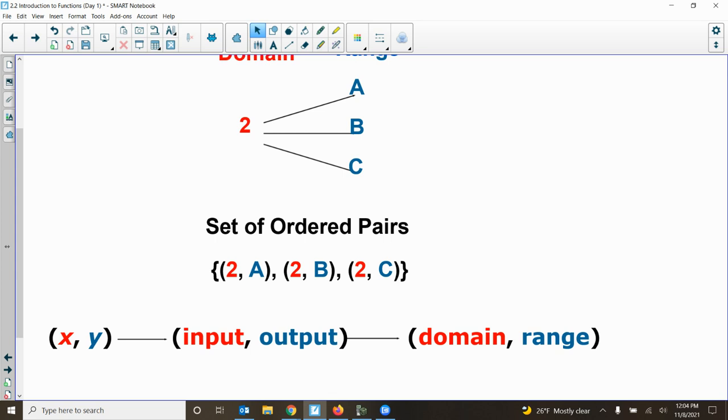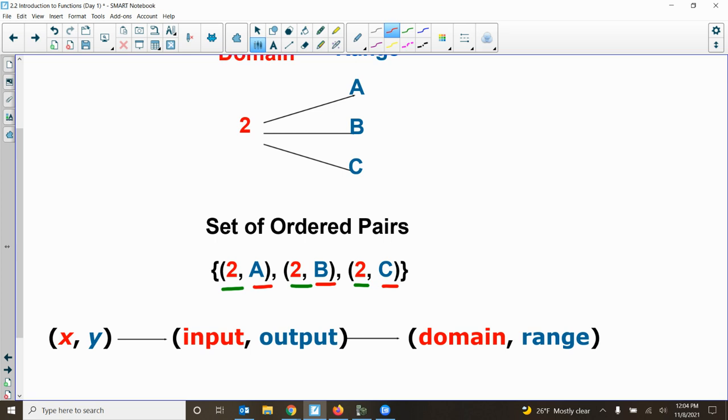Physical buttons. So we would say here that 2 goes to A, 2 goes to B, and 2 goes to C. This would be a relation. We're relating numbers to letters in this case. The only domain value is 2. Now there are 3 range values. The range values would be A, B, and C.